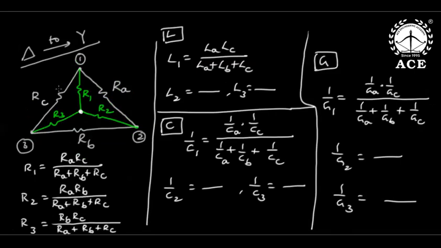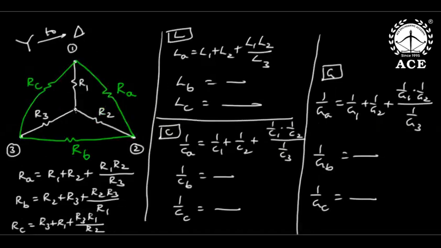Similarly, if there are 3 equal capacitors in delta, the corresponding value in star becomes 3C. Similarly, star to delta: suppose there are 3 equal resistors in star, the corresponding value in delta becomes 3R. Similarly, if there are 3 equal capacitors in star, the corresponding value in delta becomes C by 3. Remember, such things are simple observations.